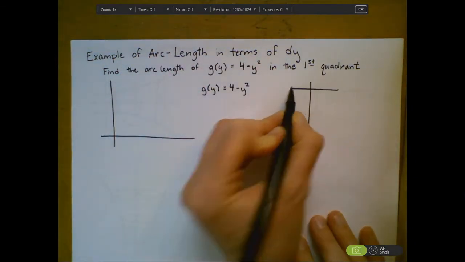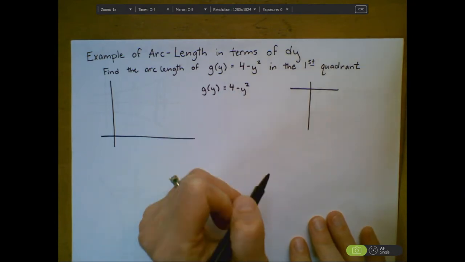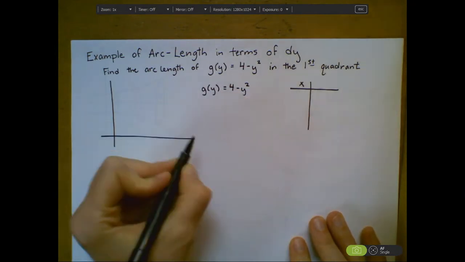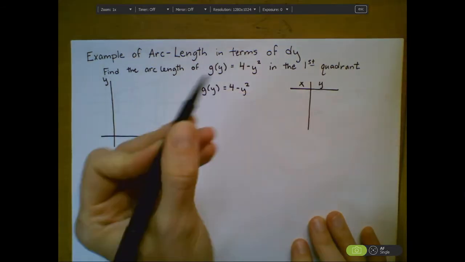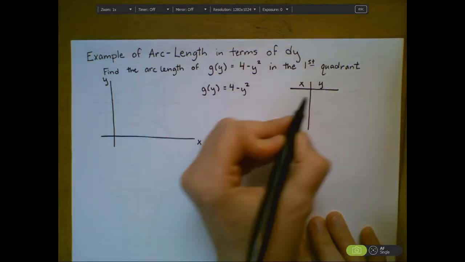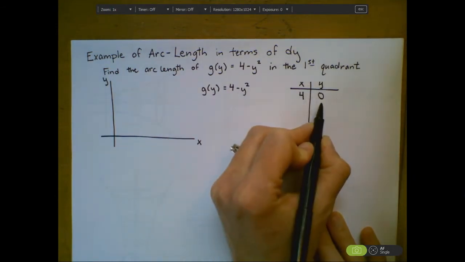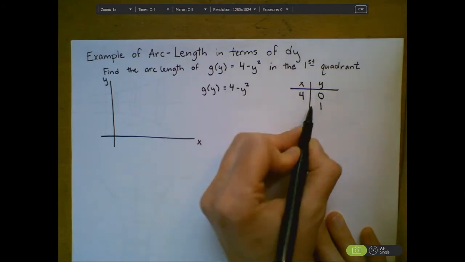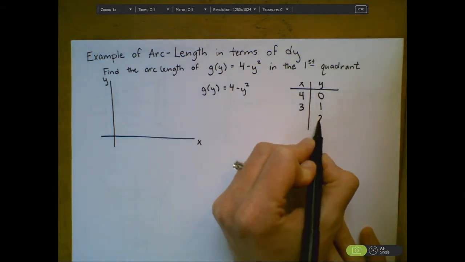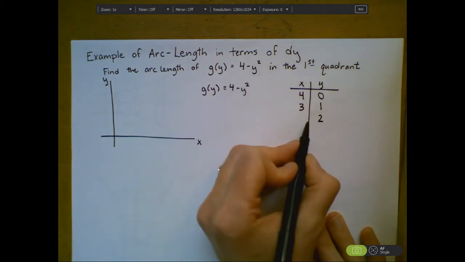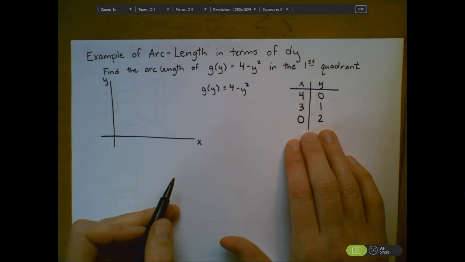Your calculator isn't going to be able to do a good job graphing this because your calculator by default has x as your input value, and typically we're going to keep our axes as x and y axes. So in this function, if I let my y equal 0, my x equals 4. If I let y equal 1, I get 4 minus 1 squared, my x value is 3, and when y equals 2, 4 minus 2 squared, my x value is 0. And this is enough to give us an idea of what this function looks like.